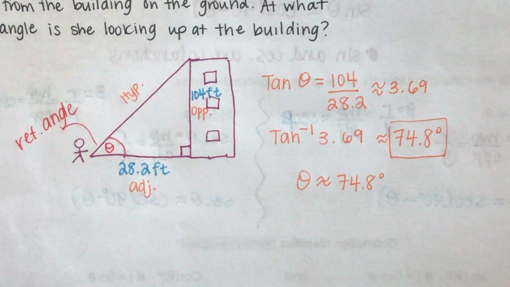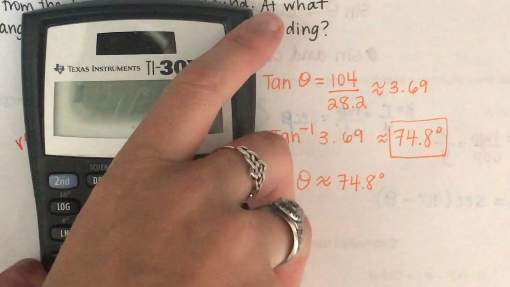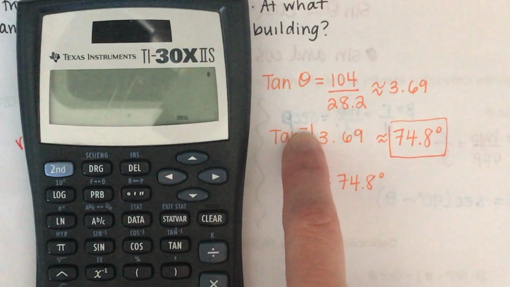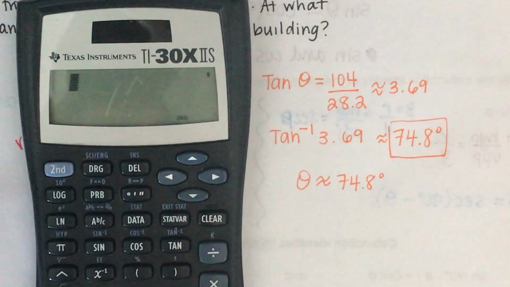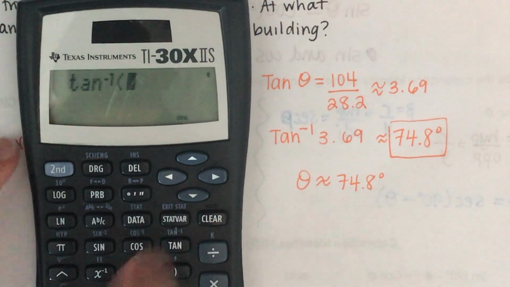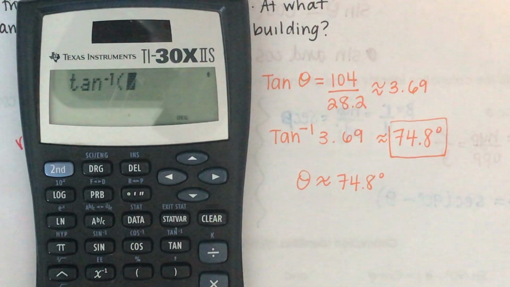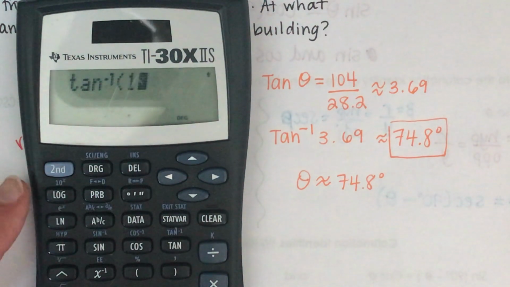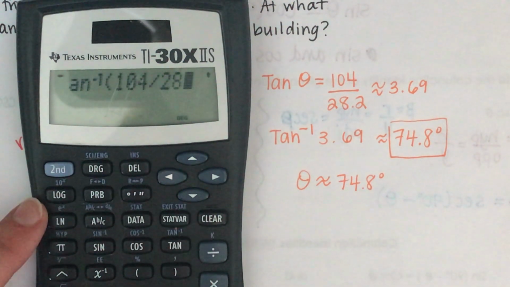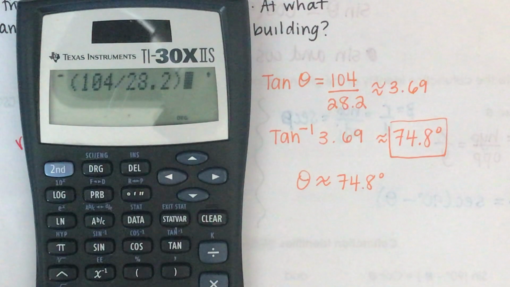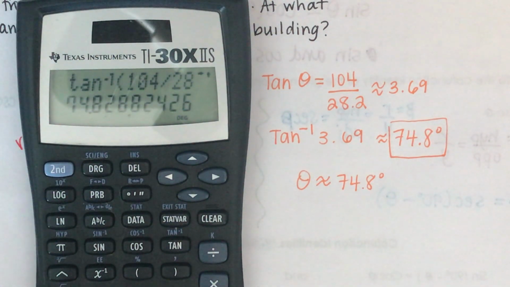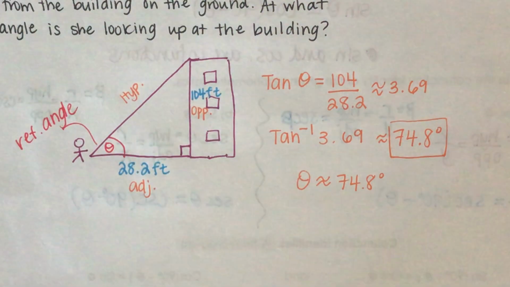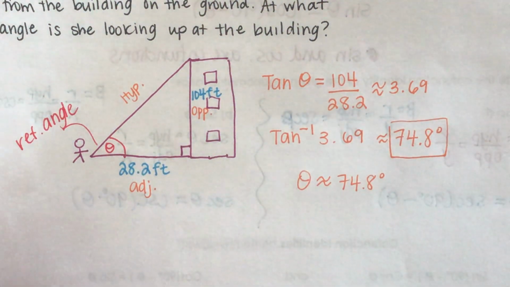If you are doing that on a calculator, it's a little bit different. You're going to push the inverse tan first. So you're going to push second tan, right? That's tangent to the -1. And inside of that, you're going to put your fraction. You're going to put 104 divided by 28.2, and you're going to close the parentheses. You're going to push equals, and you'll get about the same thing. So you can do it on a calculator, you can do it on a phone. It just is done a little bit differently depending on which one you're using.